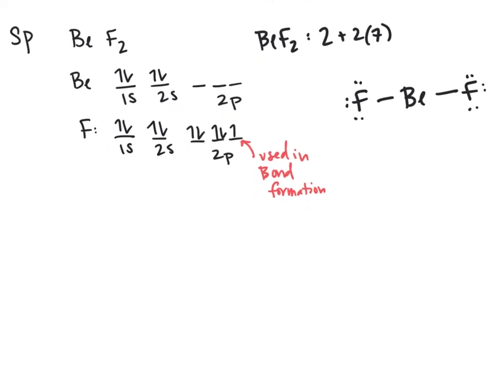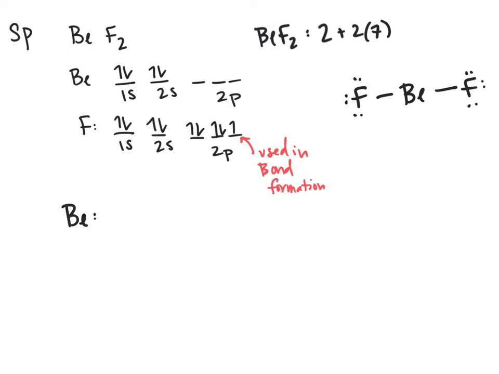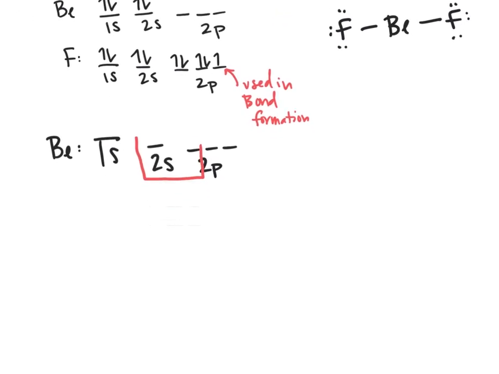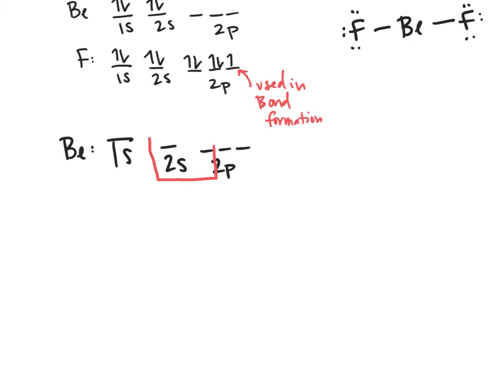orbital. So for beryllium, we're going to take our 1s, and then we have the 2s and these 2p orbitals. And we need to mix together some of these orbitals. We're going to mix together the number of orbitals that we need. So we're not going to mix everything together, just what we need. So we have the 1s, then we have a 2sp, and then we have left 2 pure p's. So these here are pure p orbitals.